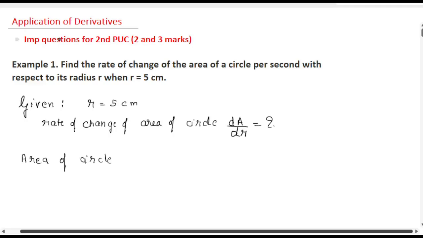Here are a few important questions from the chapter Application of Derivatives. These questions come as 2 and 3 marks questions. So let's see one by one.